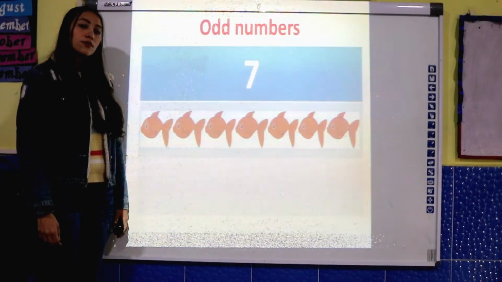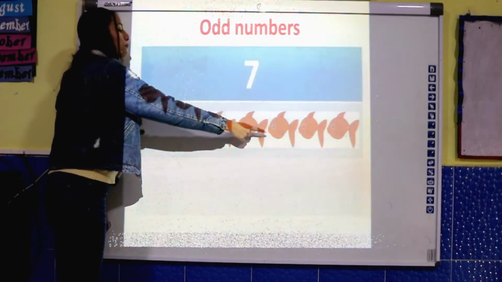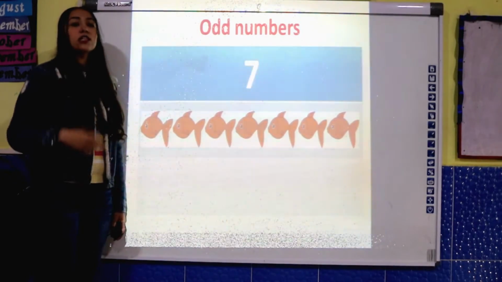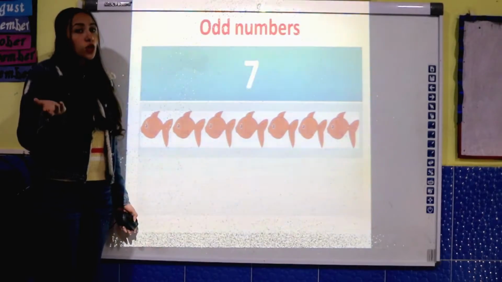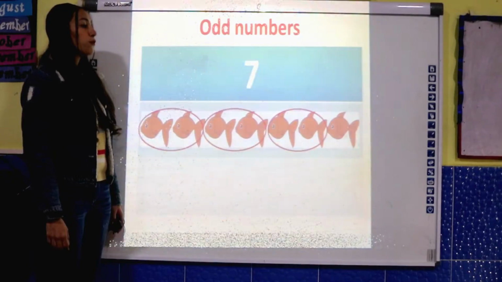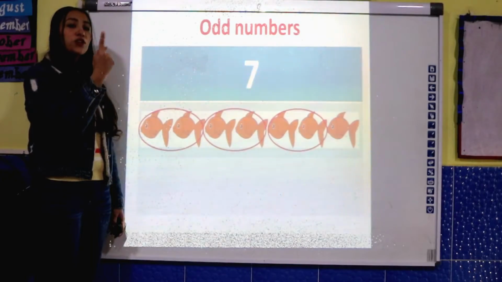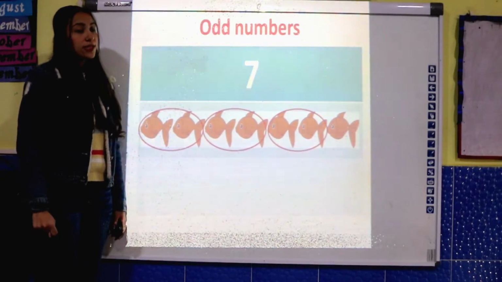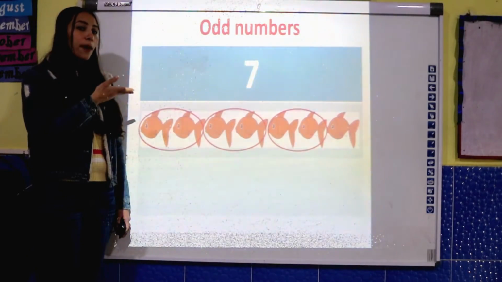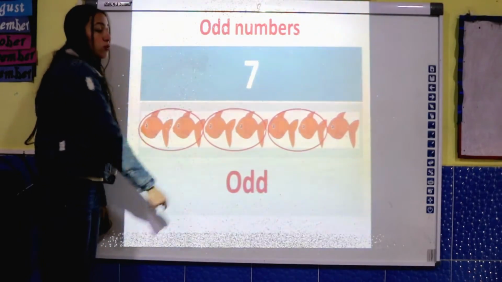What is this number? Number 7, yes, let's count. 1, 2, 3, 4, 5, 6, and 7. Okay, now I want to find out if number 7 is an odd number or an even number. Let's try to make groups of 2. A group of 2, another group of 2, another group of 2. Uh-oh, I can't make another group of 2. I have only one fish left alone without any friends. And when I see a sad friend alone, is it an odd number or an even number? Yes, odd number. So number 7 is an odd number.